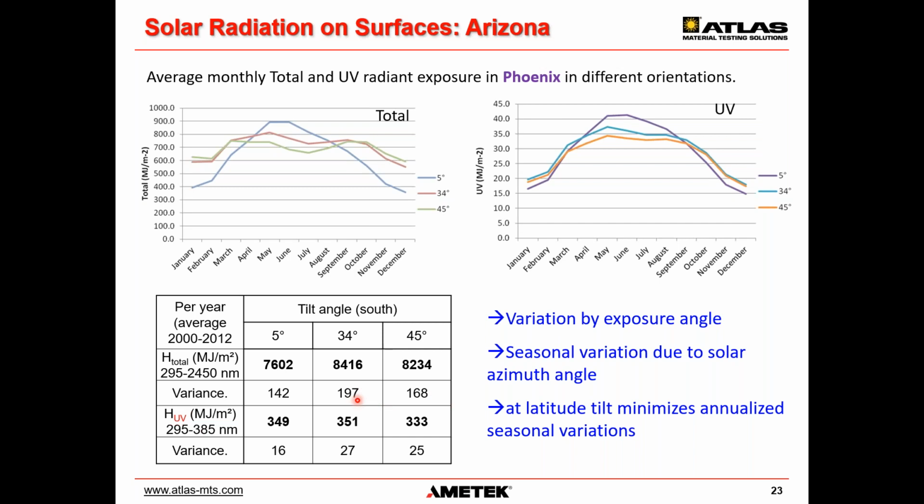In the UV, the effect is not as big. Why? Because we can only influence the direct share of solar radiation with the exposure angle. The diffuse solar radiation acts more or less the same on each surface, and there's a lot of UV radiation in the diffuse part, even in Phoenix. So the effect on the UV is not as strict as for the total solar radiation. So that's also something which has to be considered.